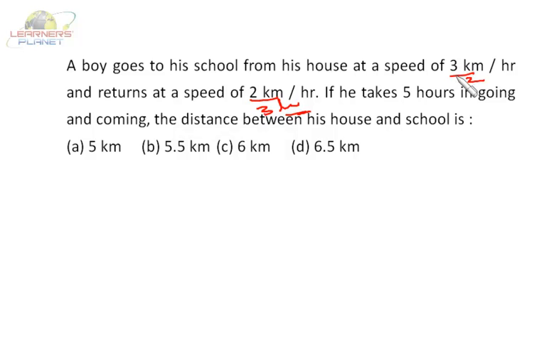So while going, he was running at 3 km per hour for 2 hours. That means he might have covered 6 km. That is the distance between his house and school. In both the cases it is 6 km. So you don't have to go for any sort of paperwork in this question.